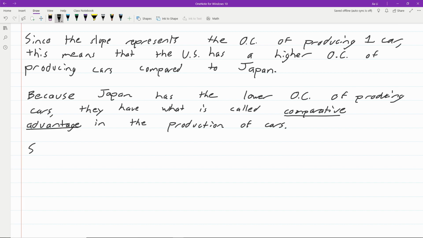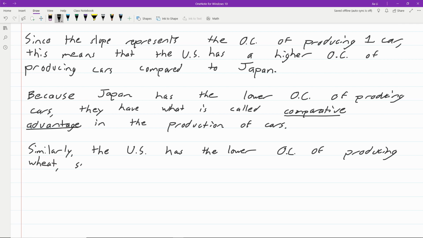Similarly, the United States has the lower opportunity cost of producing wheat. So they have comparative advantage in producing wheat.